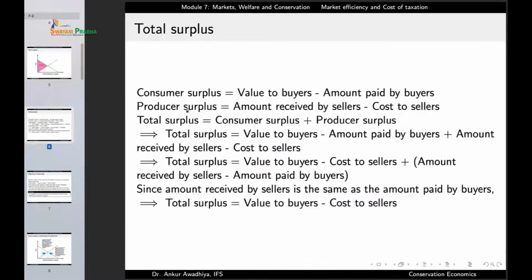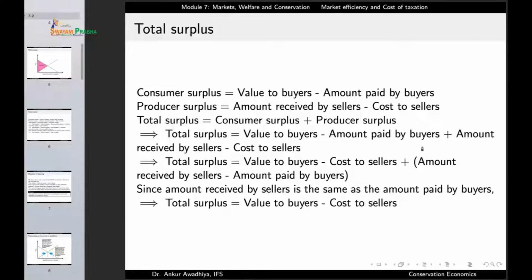Now, the total surplus we can write as consumer surplus plus producer surplus. Consumer surplus is value to buyers minus amount paid by the buyers, and the producer surplus is amount received by the sellers minus cost to the sellers. Now, in this case, we can rearrange the terms on the right hand side to say that it is value to the buyers minus cost to the sellers plus amount received by the sellers minus amount paid by the buyers.